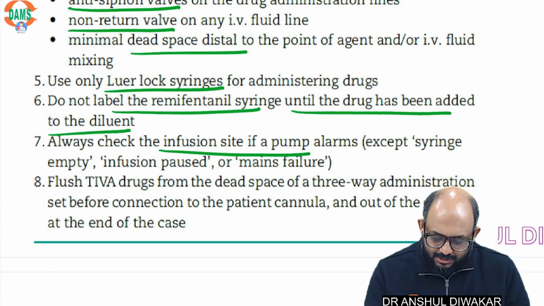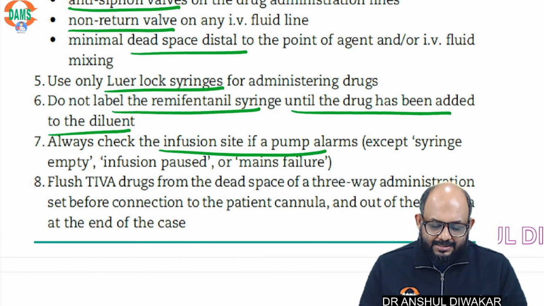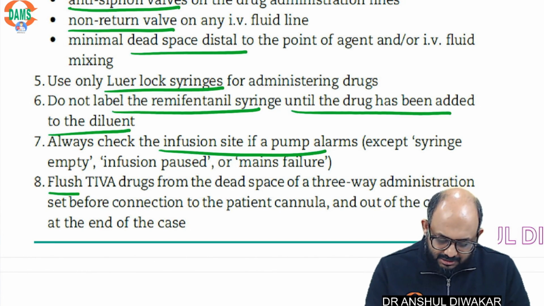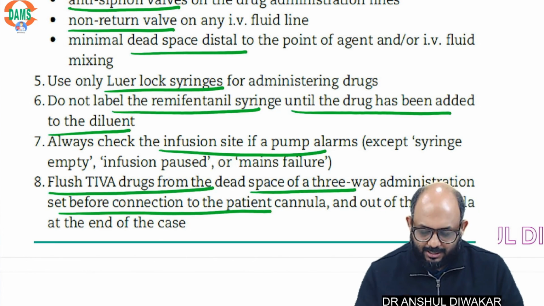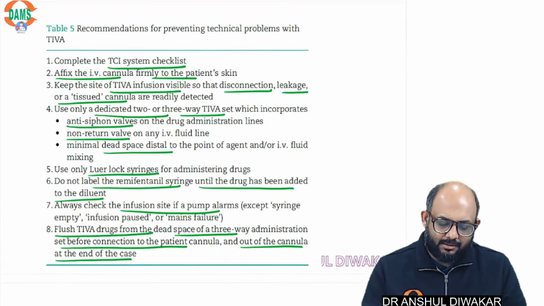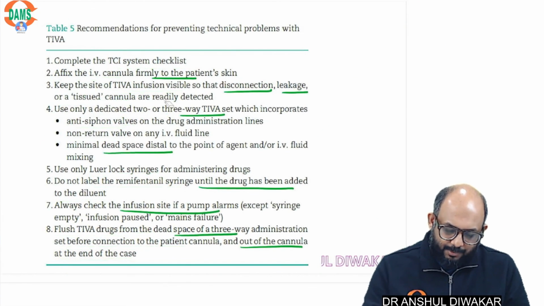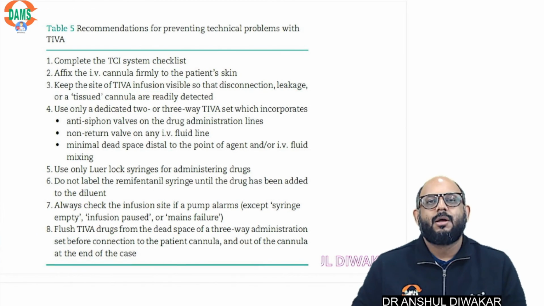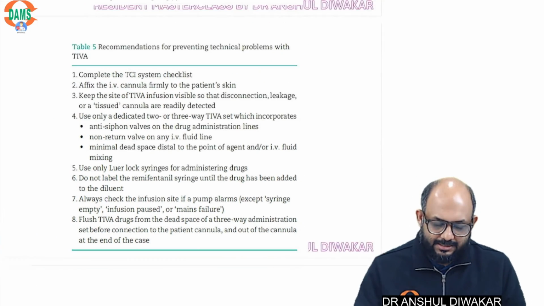Always check the infusion site if the pump alarms, except for syringe empty, infusion paused or mains failure, and flush TIVA drugs from the dead space of a 3-way administration set before connection to the patient cannula, and out of the cannula at the end of the case. So these are the recommendations for preventing technical problems which we just saw before we use TCI with TIVA, right?